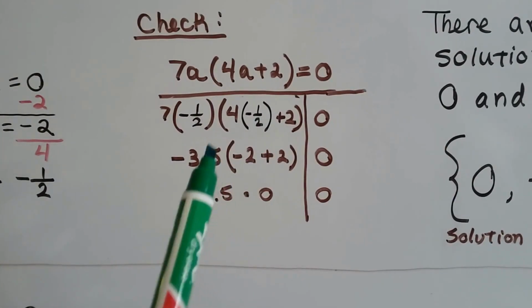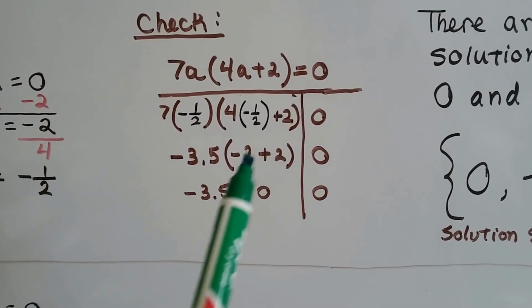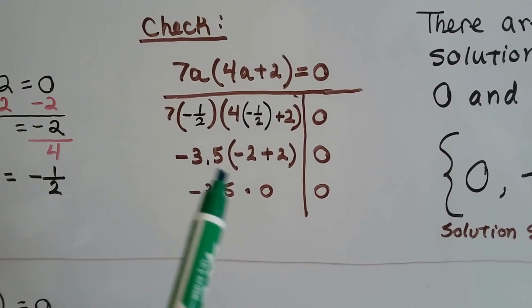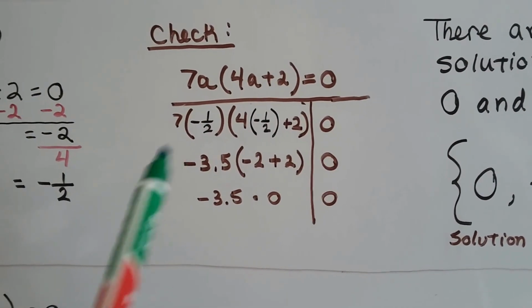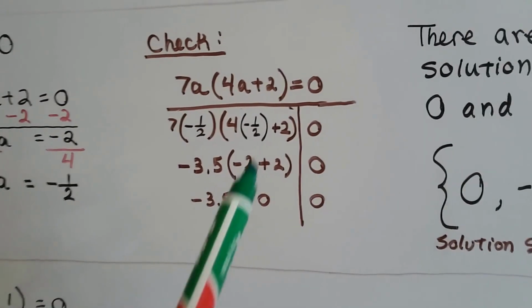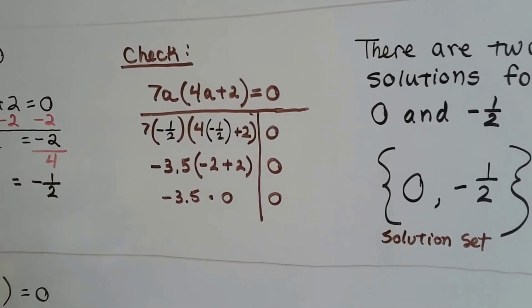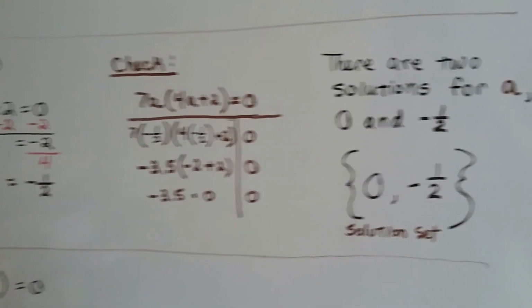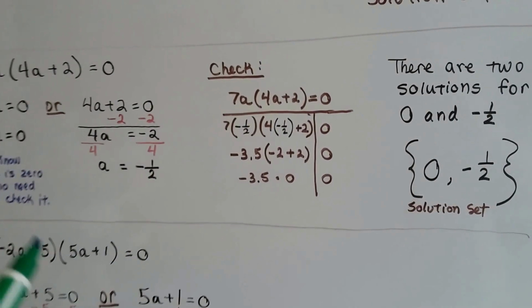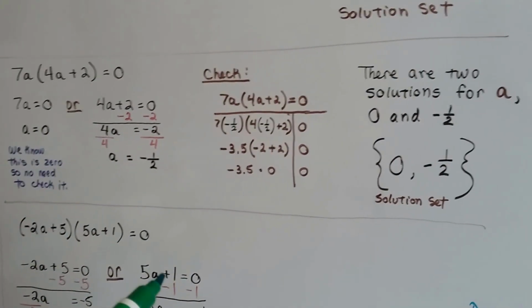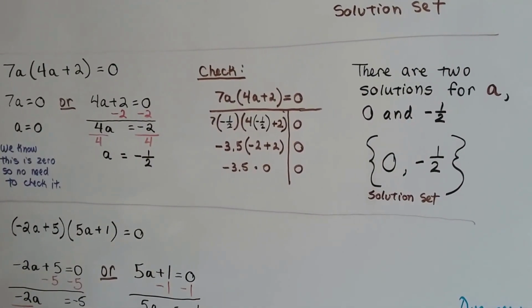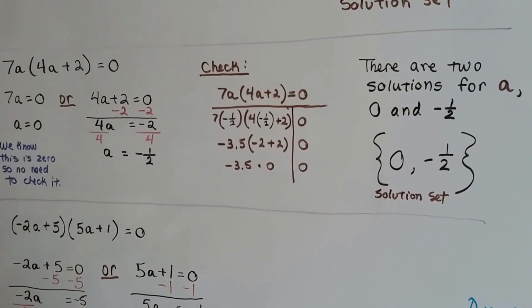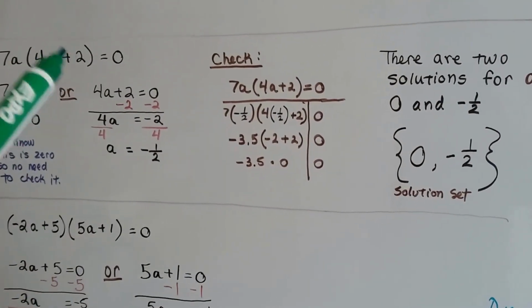The minute we see that one of them is going to make a 0 pair, we know that whatever this is times 0 is going to be 0, so we don't even need to continue the math. If one of them is a 0, then the whole thing is a 0, right? So there's two solutions for a. It can be a 0 and a negative half. That's our solution set, all right, for this one.